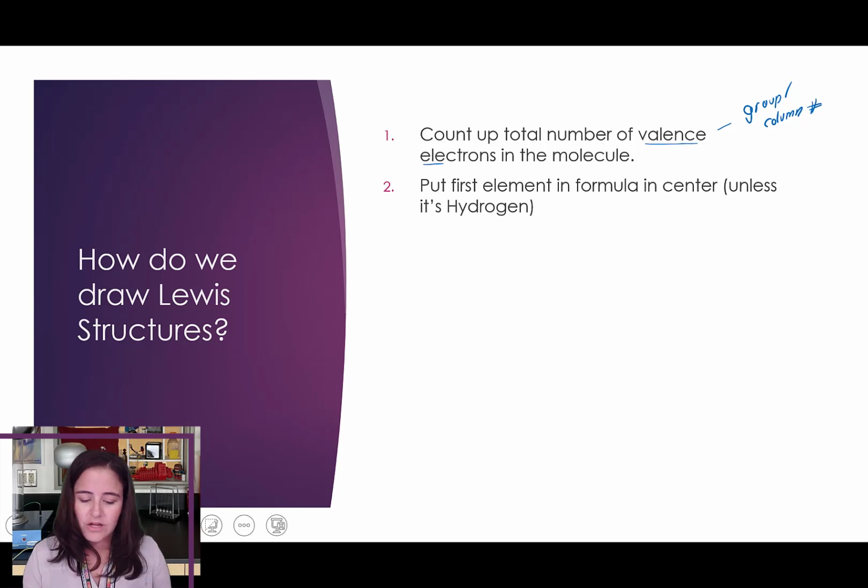Once we know that, we put the first element in the formula in the center, unless it's hydrogen, okay? Hydrogen is going to be an exception to a lot of things in Lewis structures because it's only 1 proton and it's only got 1 electron. So it only has access to its first energy level, meaning it can only ever form 1 bond. So if you can only make 1 connection, you're not going to be the center of attention, okay? The center of attention has to be able to make multiple connections.